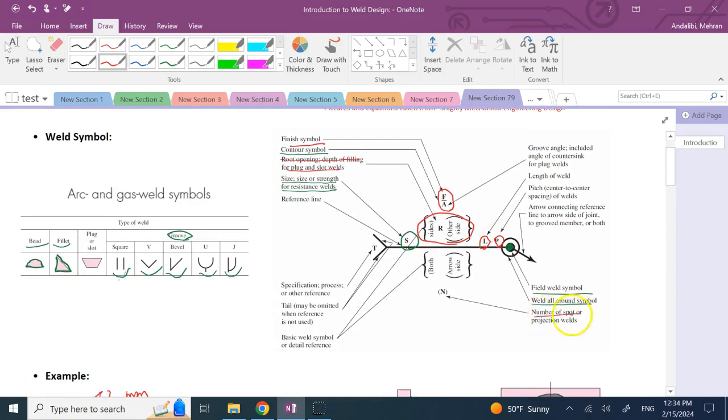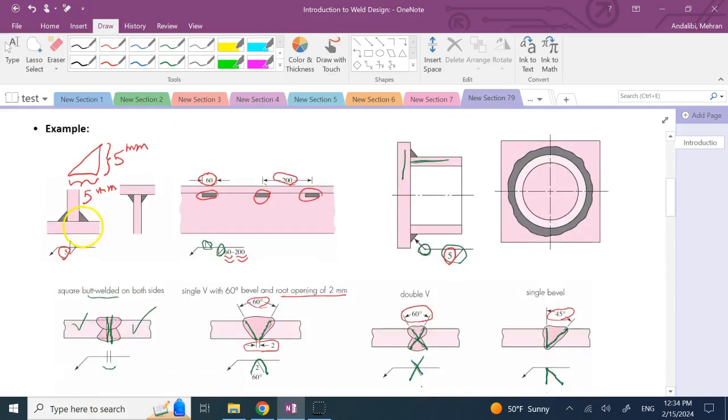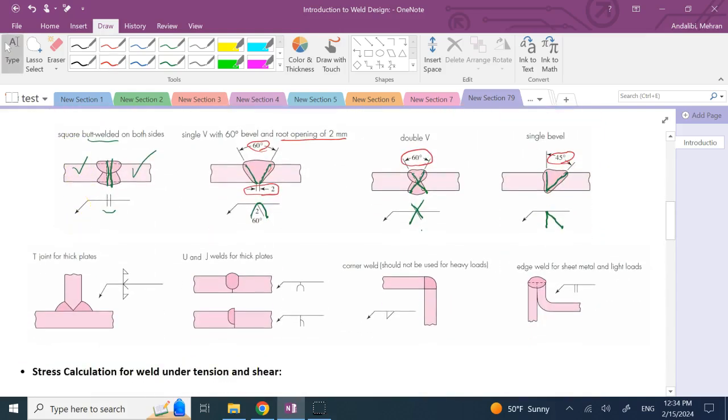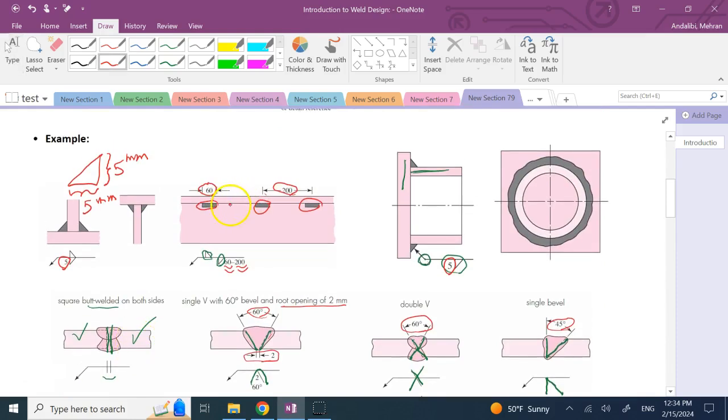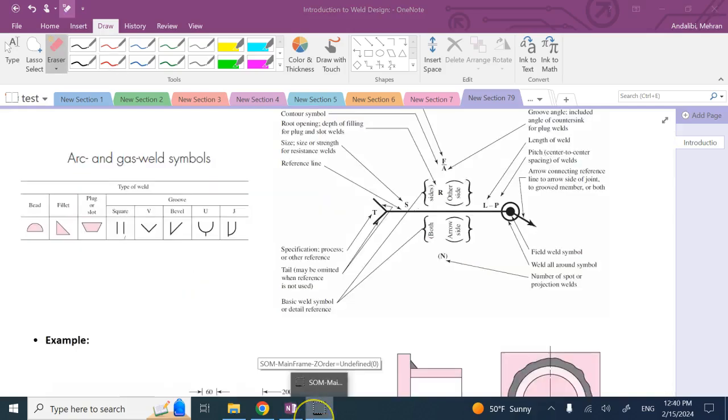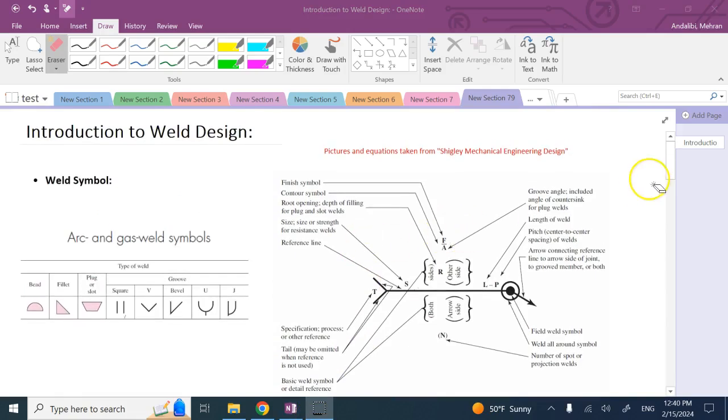If you have a bunch of spot welds, the number of spots will go below here. So I don't think I have a spot weld here, but if you have a few spots, like maybe, I don't know, 6 spots here, then you can show that 6 down here. Okay, here I did a little bit of cleanup, and now there is other information as well here, like in this tail area. You might have other specifications specifically for processes and so on that you might use.